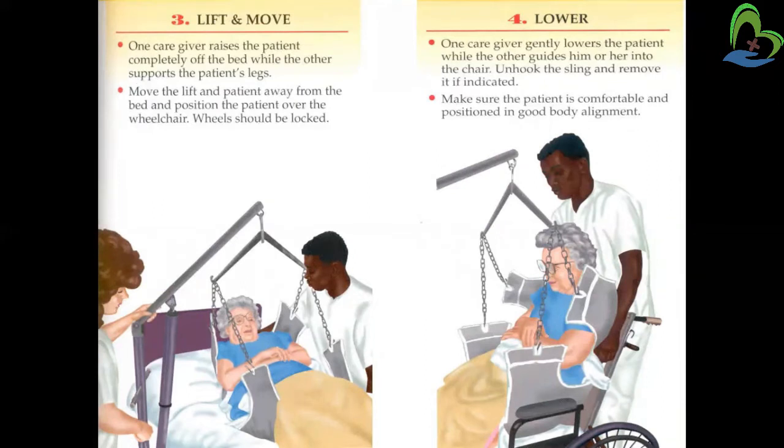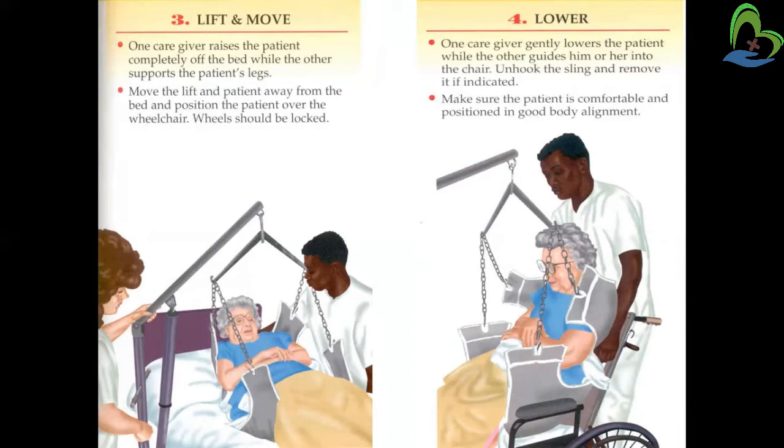Shifting the patient away from the bed position, the wheelchair wheels should be locked. Until the patient is shifted and transferred onto the wheelchair, the wheels should be locked. Then, for the lowering portion, one caregiver gently lowers the patient onto the wheelchair and guides him or her to place their legs on the chair, and unlocks the sling and removes it if indicated.